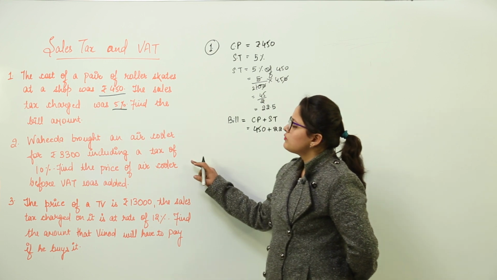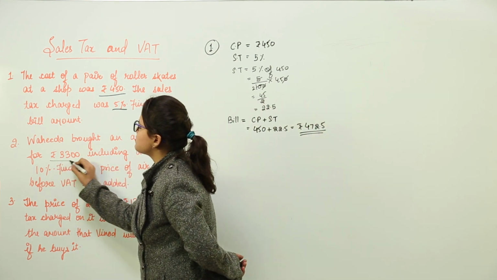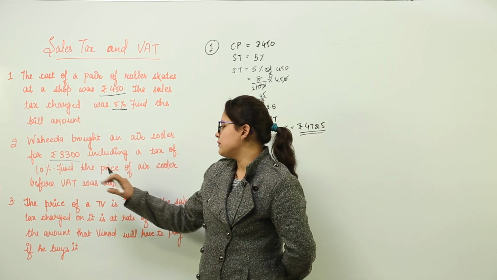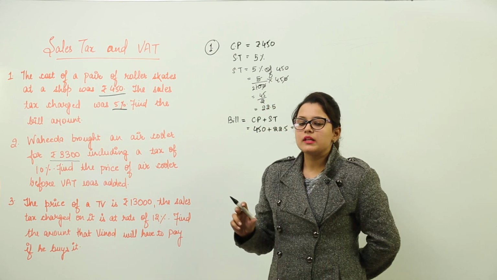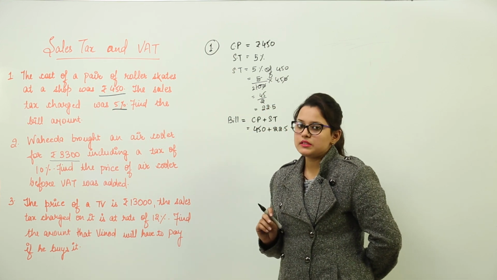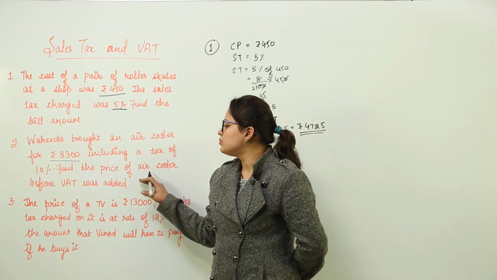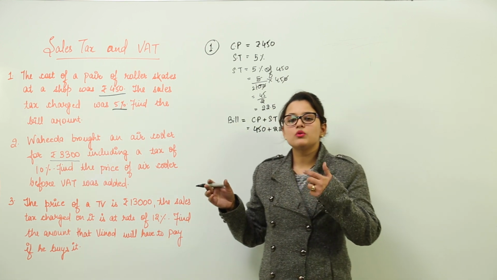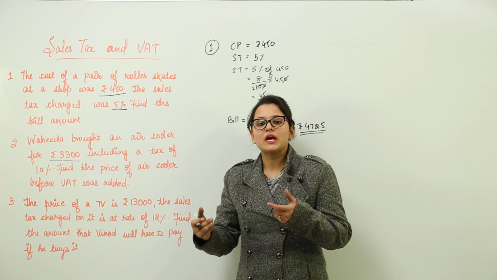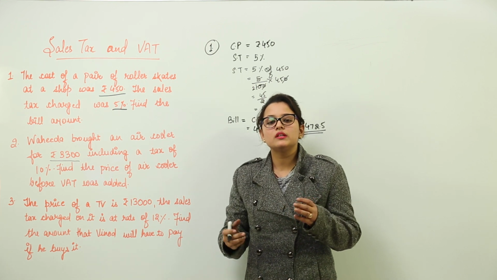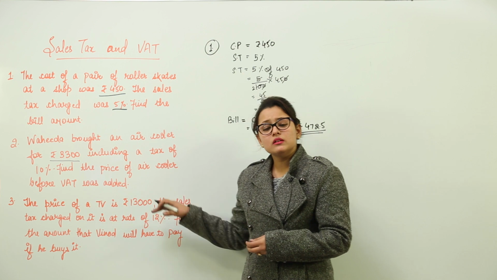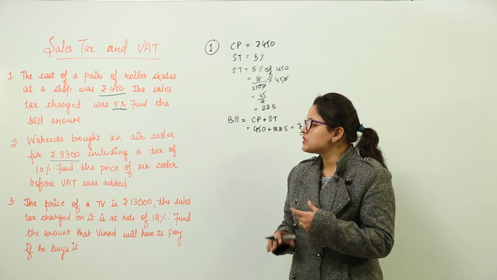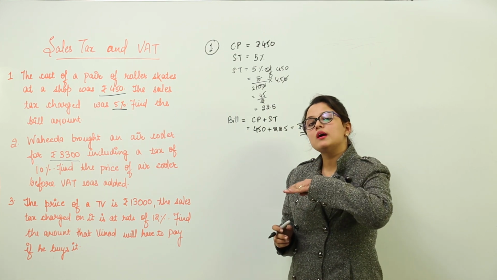Wahida bought an air cooler for rupees 3300. That means the price of the cooler is 3300 including a tax of 10%. Now the tax that was to be applied is already included in 3300. Find the price of the air cooler before VAT was added. See, in the previous question the product's original cost was given, the percentage of tax to be applied was given, and you had to calculate the final billing amount. But in this question, the final amount is given, the percentage of tax is provided to you, but you have to find the original amount, right?